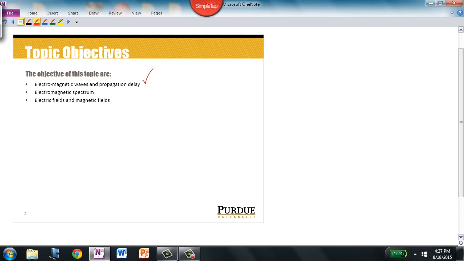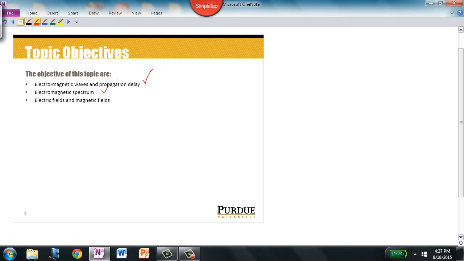The second learning objective is that we're going to describe the range of all the possible frequencies of electromagnetic waves, which is called the electromagnetic spectrum. Then we're going to look at how the frequencies of electromagnetic waves change how they interact with the environment and with electric circuits. So that's the second learning objective.